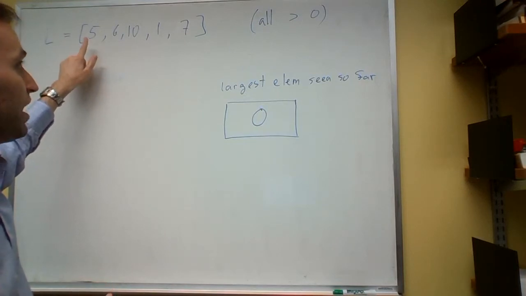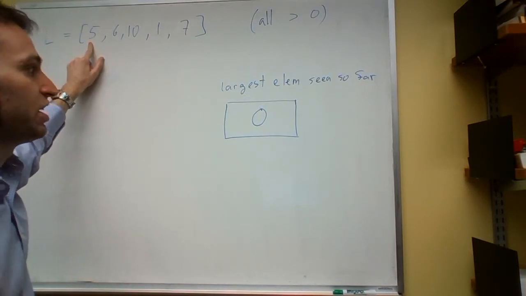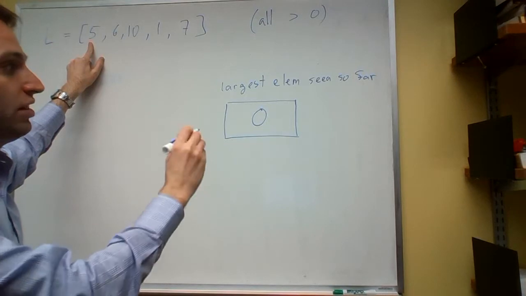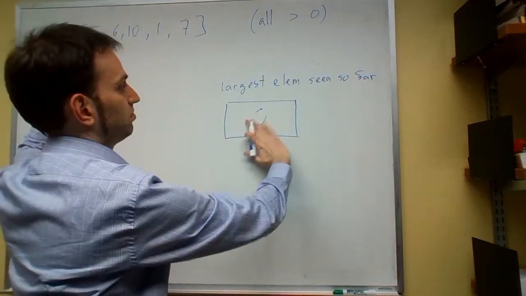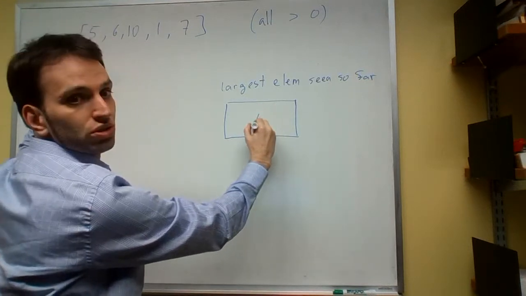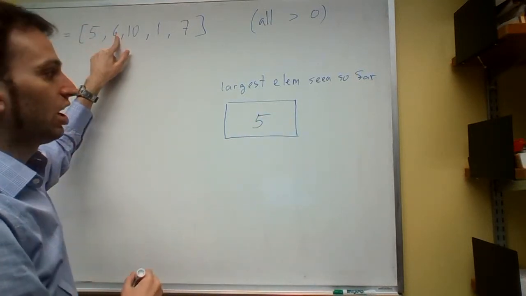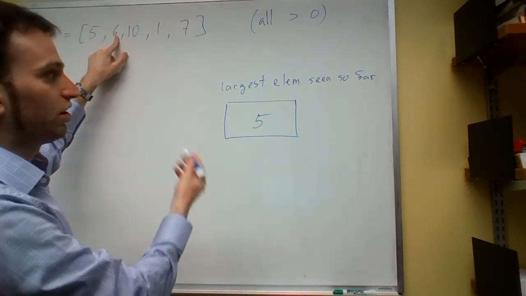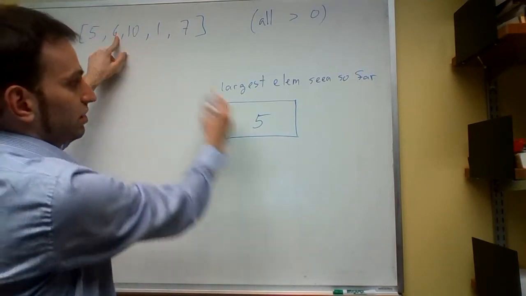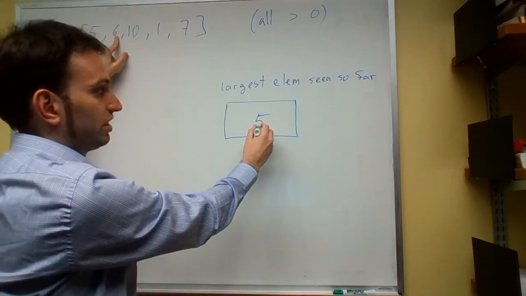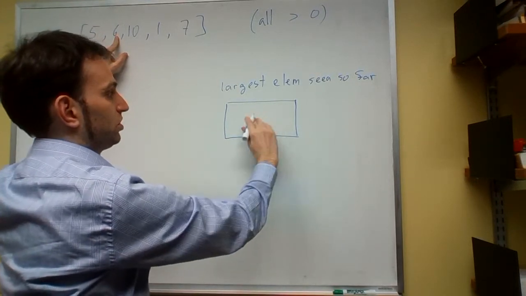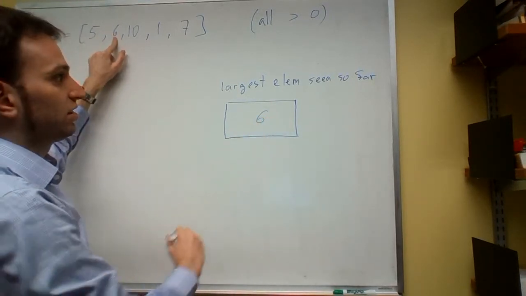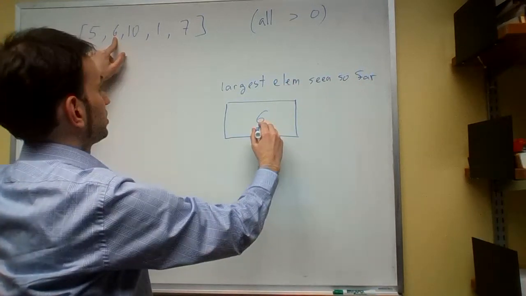I'll just say, okay, I see a 5 here. Is this larger than the largest one that I've seen so far? Well, yes it is. I'll change the 0 to a 5. How about 6? Is it the largest element that I've seen so far? Well, it's larger than the previous one that I've seen. So yes, it is larger. So after I've looked at 6, the largest element that I've seen so far is 6.